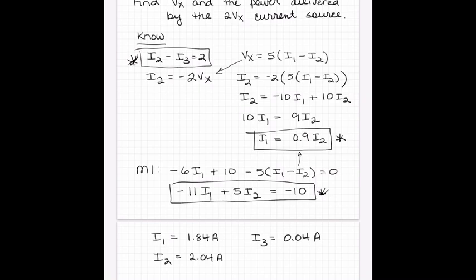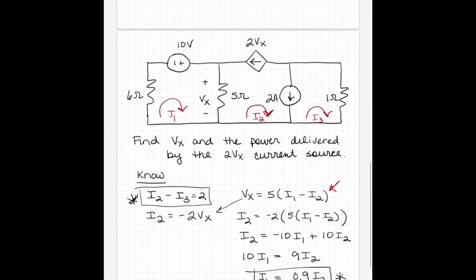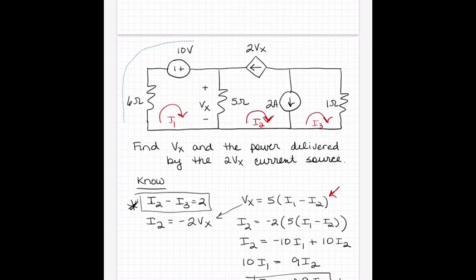All right, so I can also solve for Vx here. That's one of the things we were asked to solve for. So I can use this expression here. Vx is equal to 5 times I1 minus I2, and Vx is going to be minus 1.02 volts. So now I have all of my voltages and all of my currents that I need, all my mesh currents and my voltage that I needed to solve for. Now I need to solve for the power delivered by the 2Vx source. So I'm going to grab this circuit again and pull it down so we can see it.